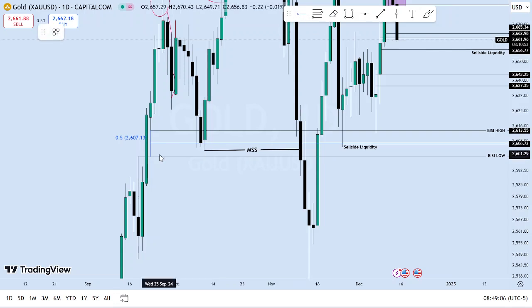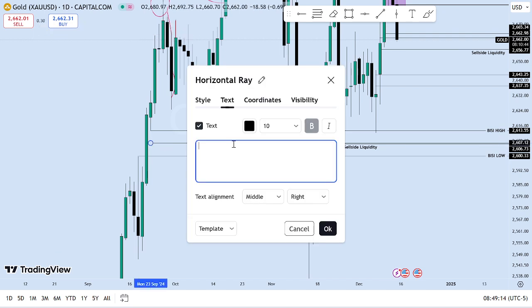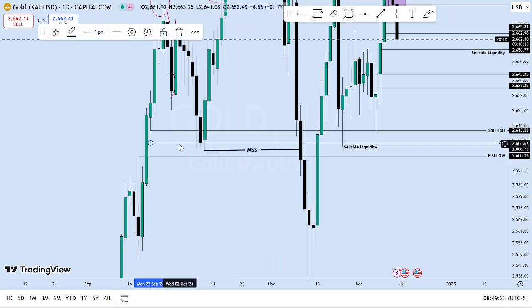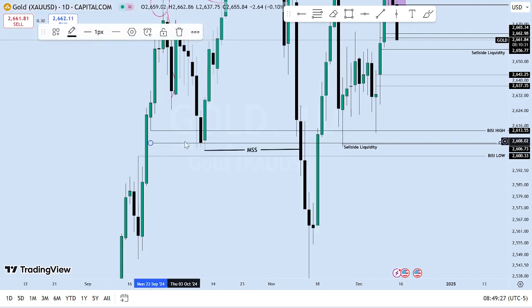So we can anchor it on exactly the same 50% line. Then you can remove the Fibonacci. Now here is our consequent encroachment. That's the 50% of that inefficiency.